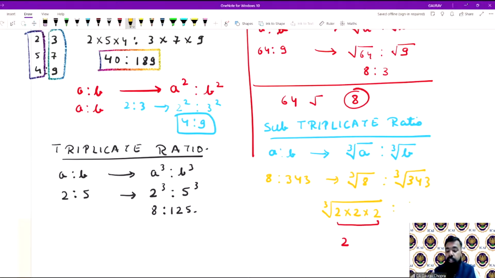Similarly, here 343, if we do the prime factors of 343, they are 7 into 7 into 7. And again, making the group, it is 7. So 2 ratio 7 becomes the final result. All right.